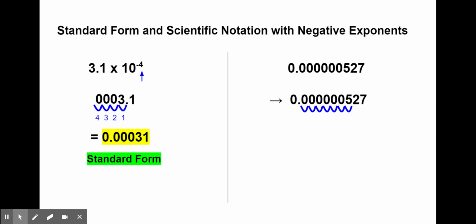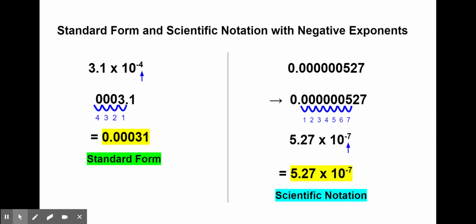But because I had this really small number, I have to keep my negative exponent. So I have 5.27 times 10 to the negative 7th. Remember, I had 7 spots, I moved it over. That's where my exponent's coming from. It's negative because I have a really small number. There's my 5.27 times 10 to the negative 7th, and that's my scientific notation. So there you have it, standard form and scientific notation with negative exponents. We use it for really small numbers.